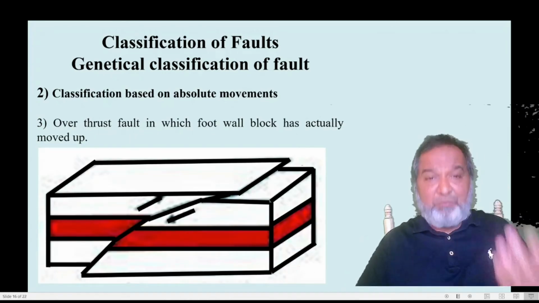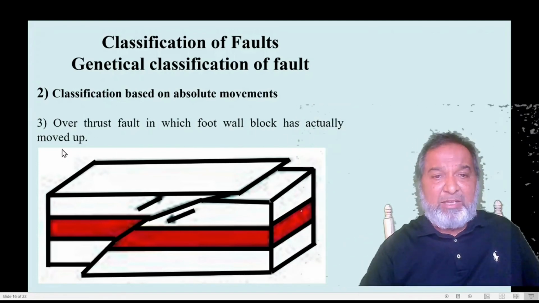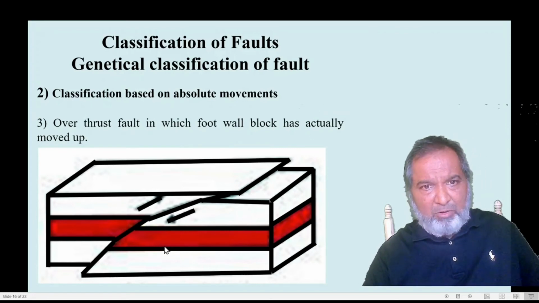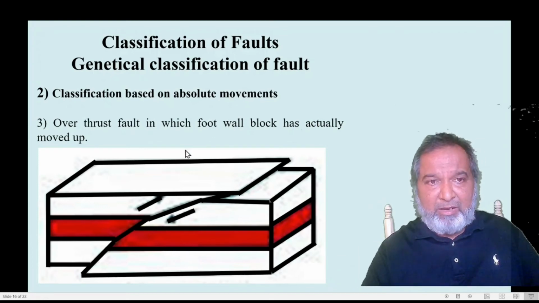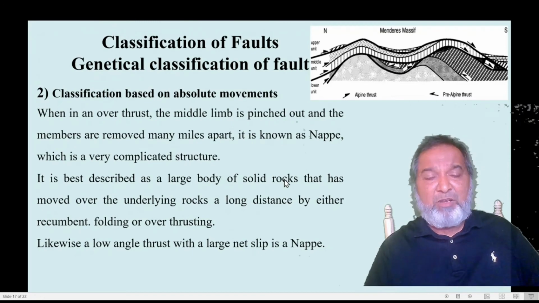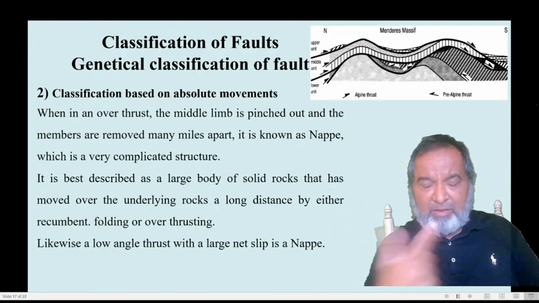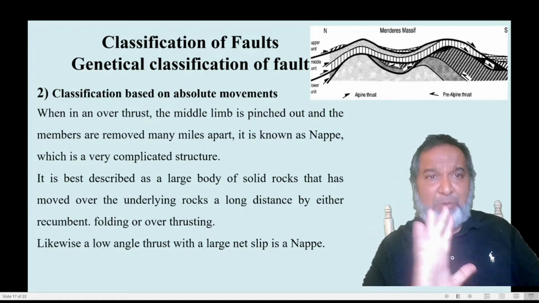Then overthrust fault. Now in this overthrust fault, the footwall block has actually moved up with the hanging wall. This is the diagram which is there. Hanging wall has gone up. That has been shown wrong. This is the wrong diagram. So the footwall has to go up. We'll make the correction later when we actually see it on the board. I apologize that the diagram which I have mentioned here is wrong.